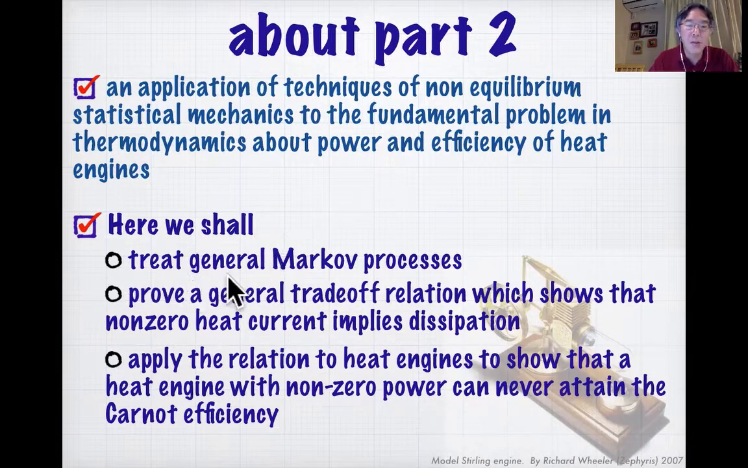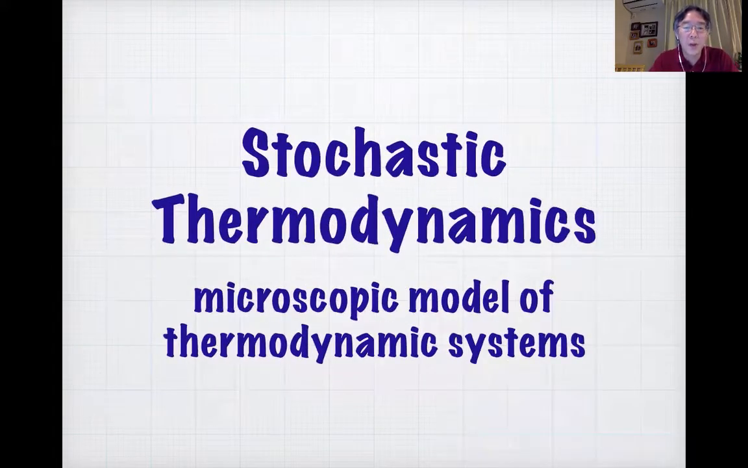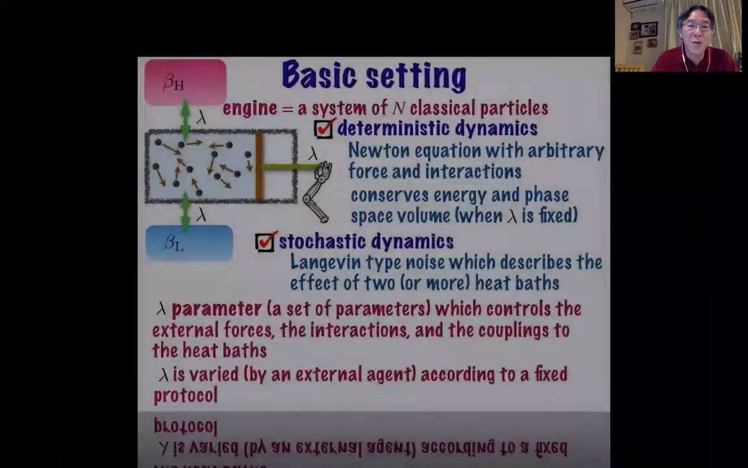And here we treat a general macro process and prove a general trade-off relation, which shows that non-zero heat current implies dissipation. I will explain. And then I will apply this relation to the problem of power and efficiency of a heat engine. Okay, let's go. So I will explain the formulation that we use here.